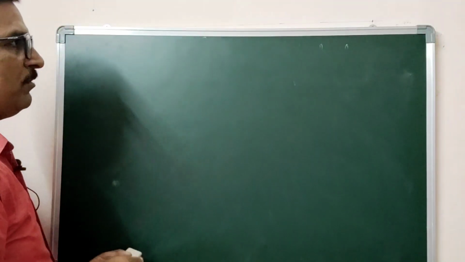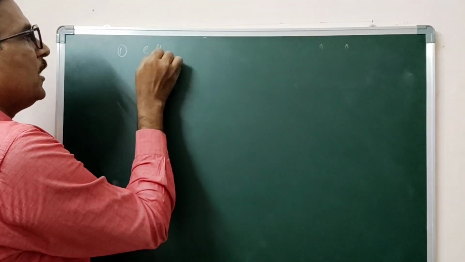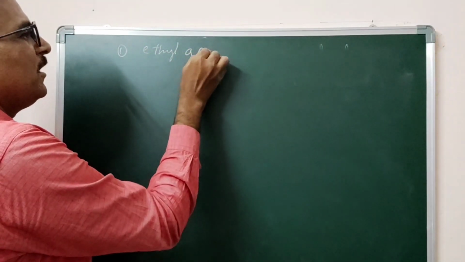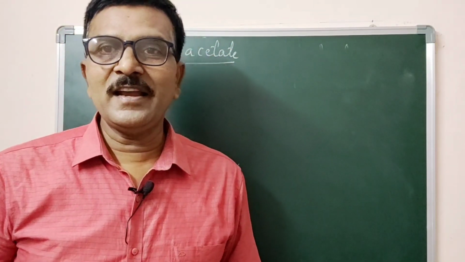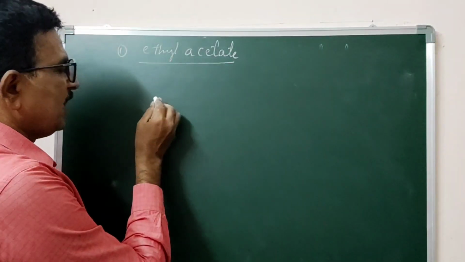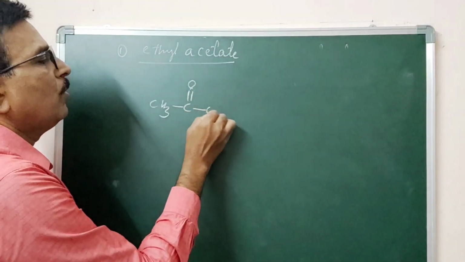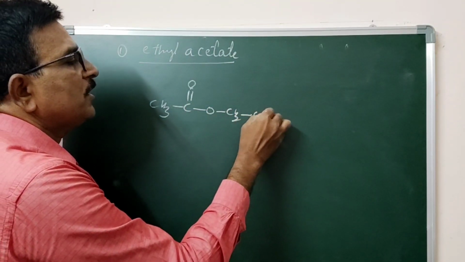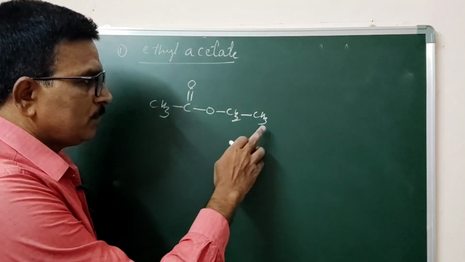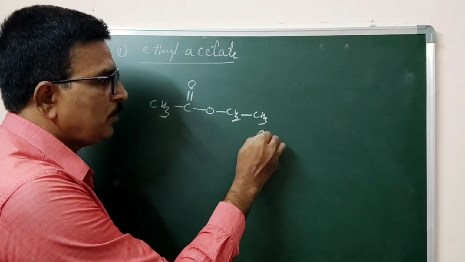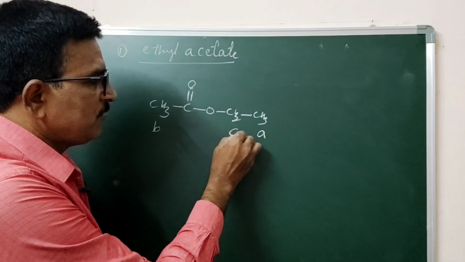Proton NMR spectrum of ethyl acetate, where the structure is CH3, C double bond O, CH2, CH3. This is the ethyl acetate structure. Now, the first CH3 group is A, the second CH3 group is B, and the CH2 group is C.